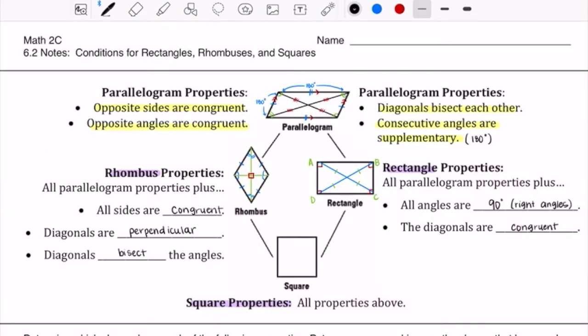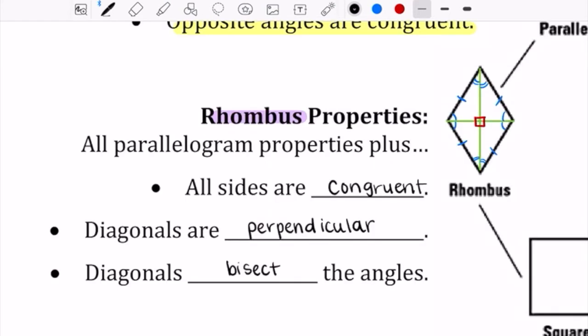Today's notes are going to cover properties for 3 additional shapes. These are also all quadrilaterals, so we're going to talk about the properties for a rhombus, for a rectangle, and for a square. A rhombus is a type of quadrilateral where it has all the properties of a parallelogram plus the following properties. So in a rhombus, all 4 of the sides are congruent, the diagonals are perpendicular, and the diagonals bisect the angles. And all of those congruence markings are added here on this picture as well.